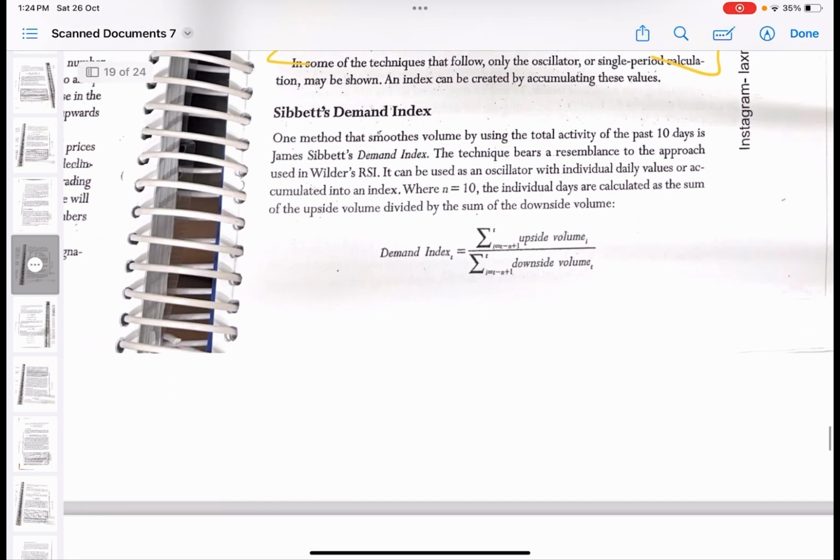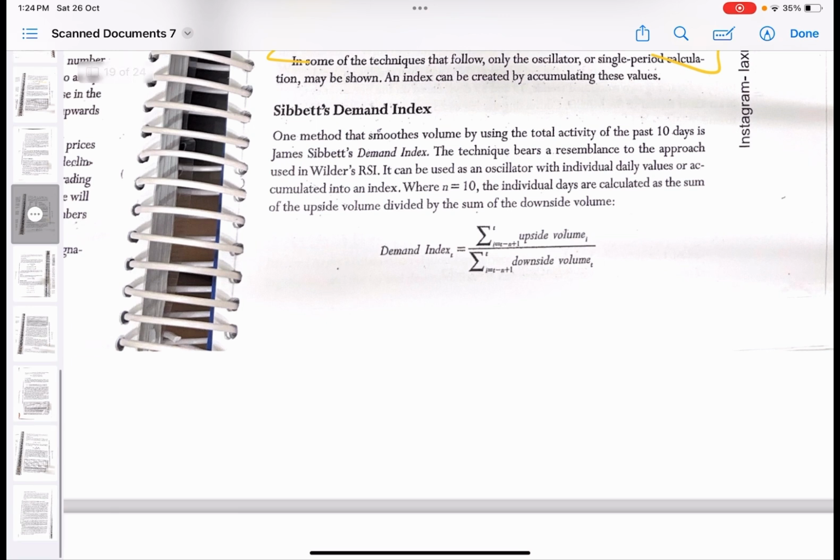Okay, next let's see what Sibbet's demand index is. Again, this is a smoothed indicator. One method that smooths volume by using the total activity of the past 10 days is the Sibbet demand index. So the Sibbet demand index basically takes the activity of the last 10 days and smoothens it to give you a better signal on whether to buy or to short.